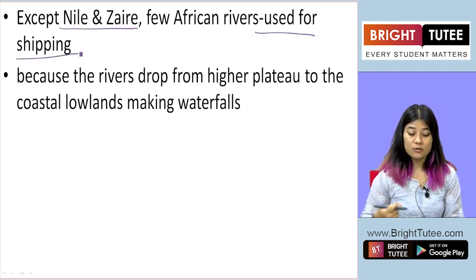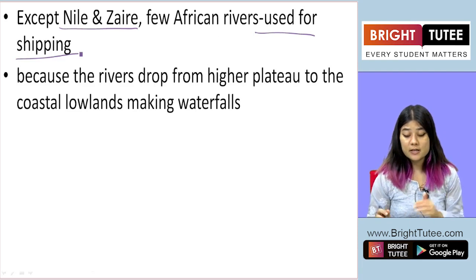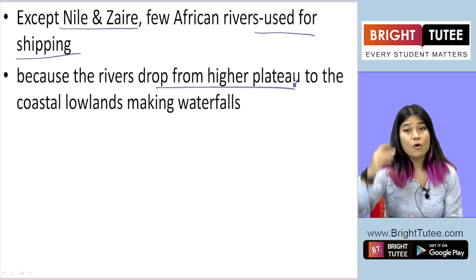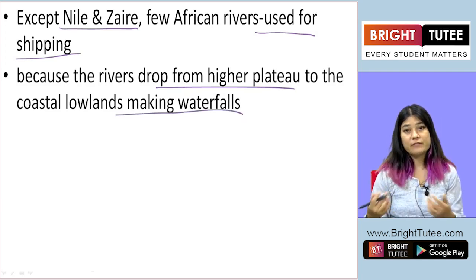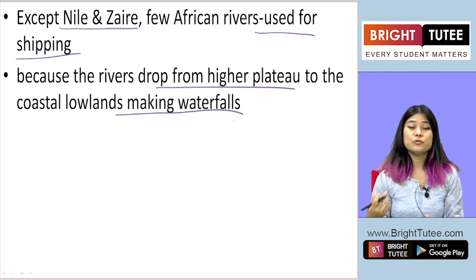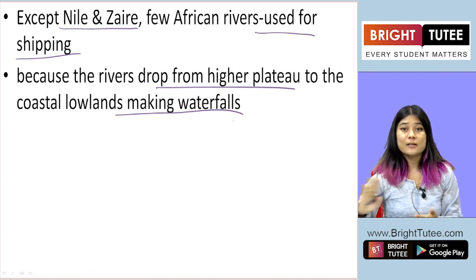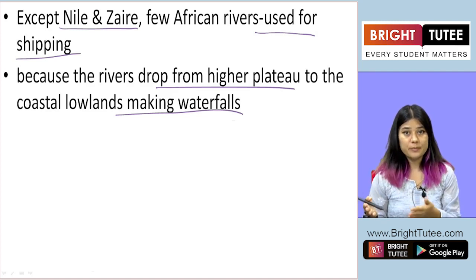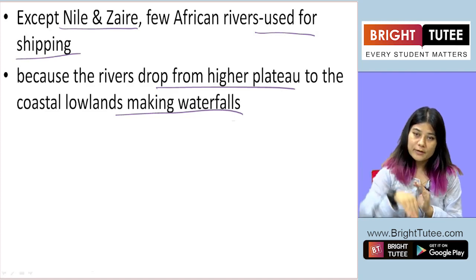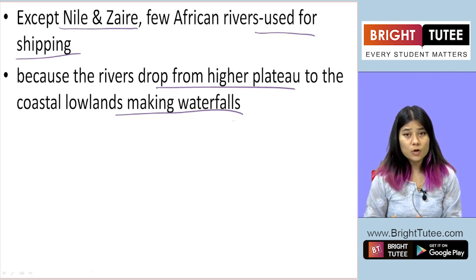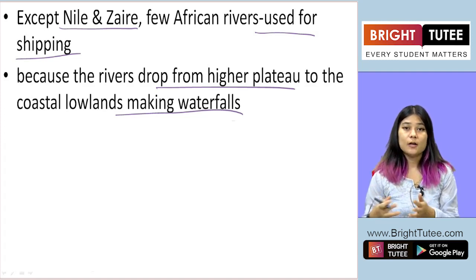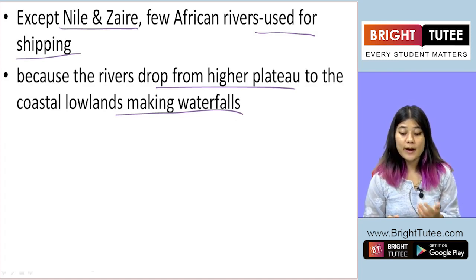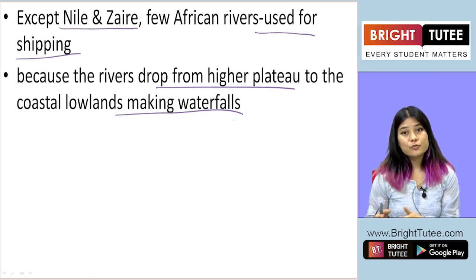because the rivers here in Africa drop from higher altitude plateaus into the coastal lowlands, making waterfalls. So if there are too many waterfalls, how can you use those rivers for traveling long distances in a boat or ship? Because then you reach the waterfall and you fall off the waterfall. So it is not wise to use such rivers for navigation purposes. This is why very few African rivers are used for shipping.